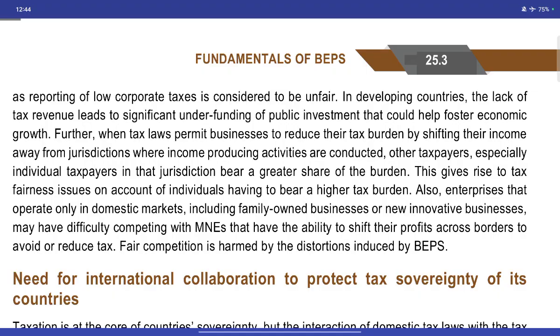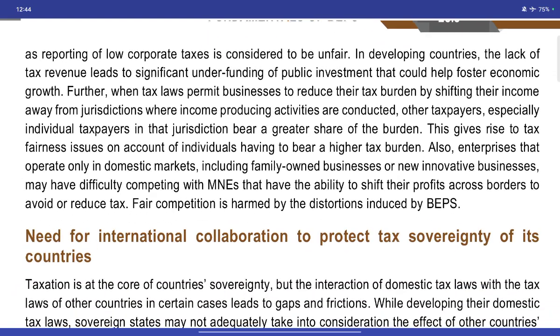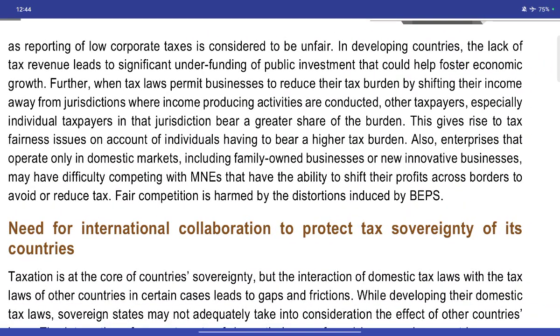Low corporate tax reporting is considered unfair. The developing countries' lack of tax revenues leads to significant underfunding of public investment that would foster economic growth. Further, the tax law permits businesses to reduce the tax burden by shifting income away from the jurisdiction where the income-producing activities are conducted. Other taxpayers, especially individual taxpayers in the jurisdiction, bear a greater share of the burden.